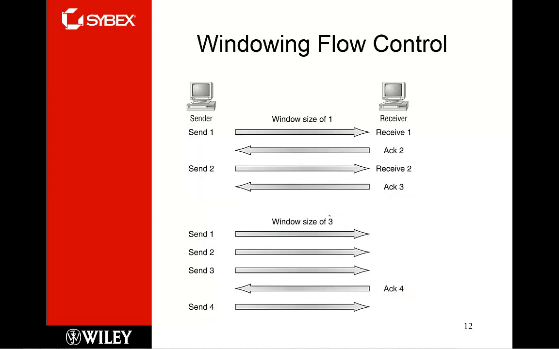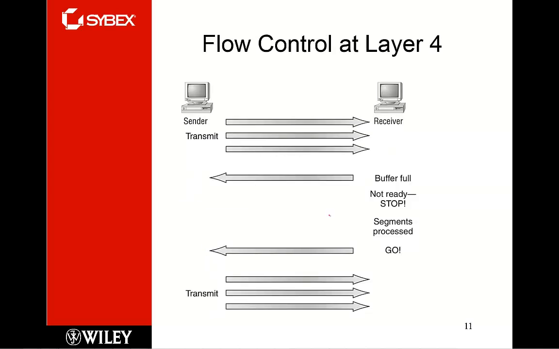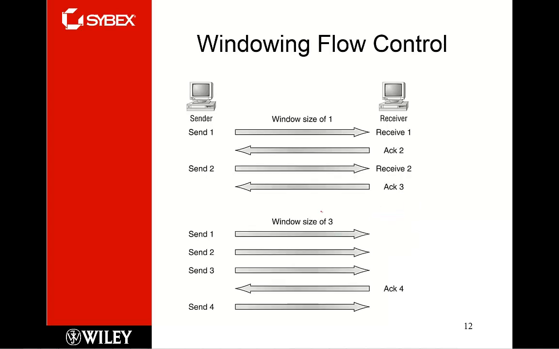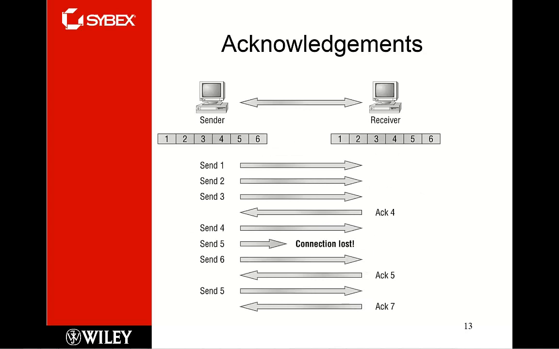So that's flow control. It's not exactly the same as what we saw earlier with flow control. With flow control, it waits for what? A stop message. Okay, that's fine. But what about windowing? They agree ahead of time on what the window size is. So that is the difference between flow control and windowing. Now let's go into a little more detail on this acknowledgement.